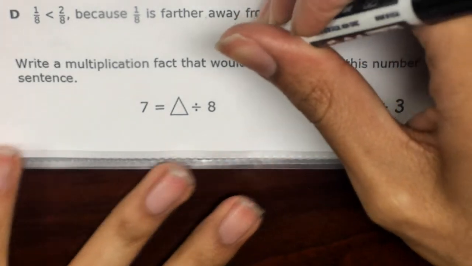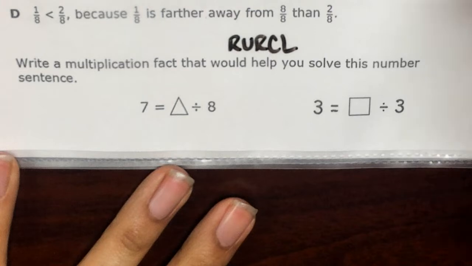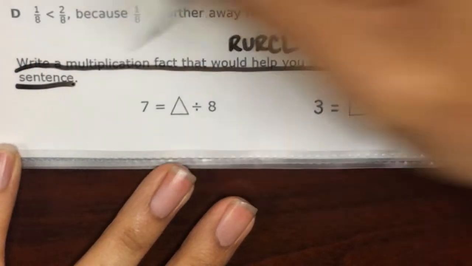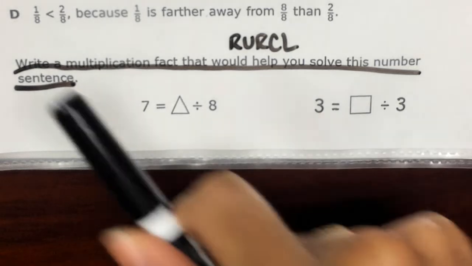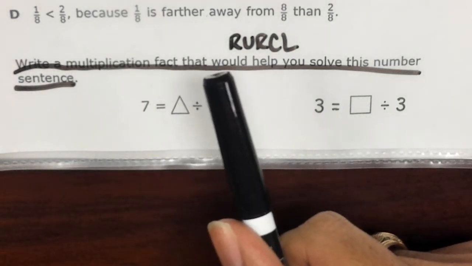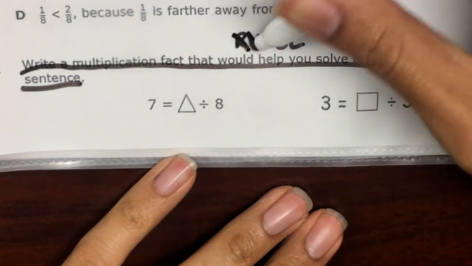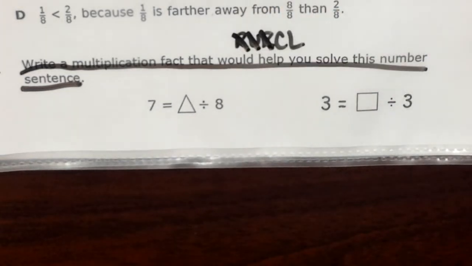Let's start with, are you reading closely and looking? Let's just underline this sentence. It doesn't have a question mark, and that's okay. Let's just read it. It says, write a multiplication fact that would help you solve this number sentence. So we already read, we underlined, we read everything there was, and now we can circle some clues.